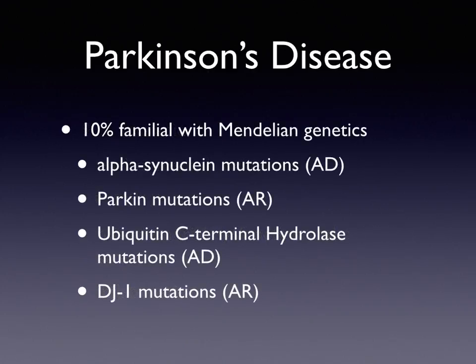This is actually fairly common with a lot of neurologic diseases, such as MS and ALS, which are also in that 10% category of being thought to be hereditary. If the patient has a strong family history, there are various genetic tests that can be used to make a diagnosis of hereditary Parkinson's disease.